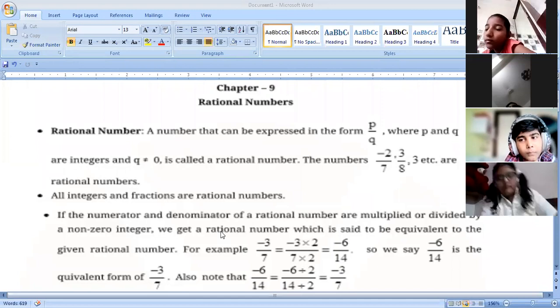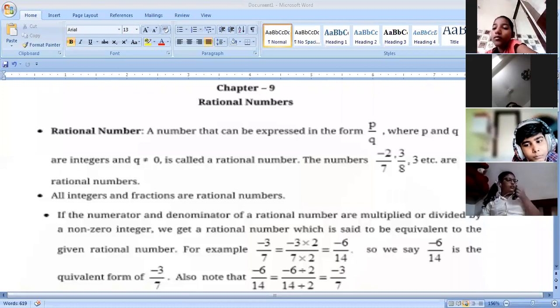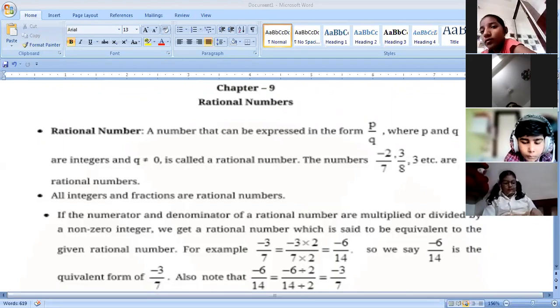Next thing, all the integers and fractions are rational numbers. All the integers, that means the negative numbers, the positive numbers, as well as 0. If it is written 0 upon 8, then it is a rational number. But if it is written 8 by 0, then it is not a rational number. Got it? So all the fractions and all the integers are rational numbers.